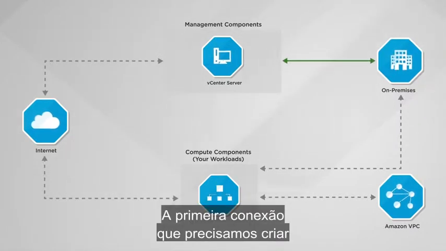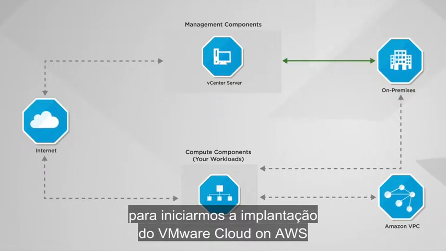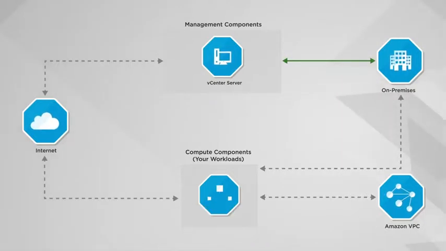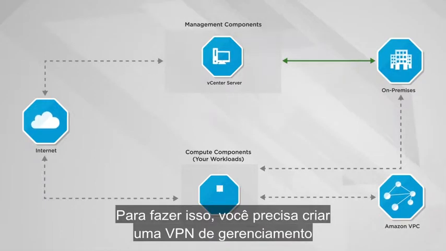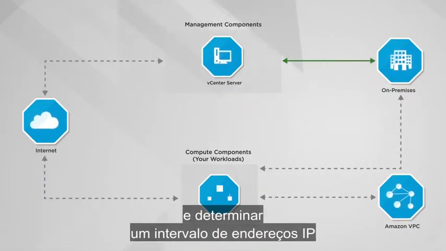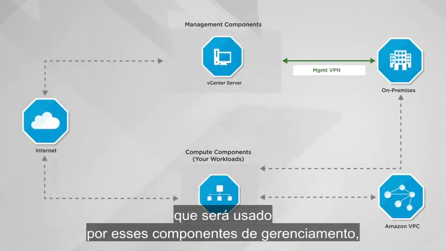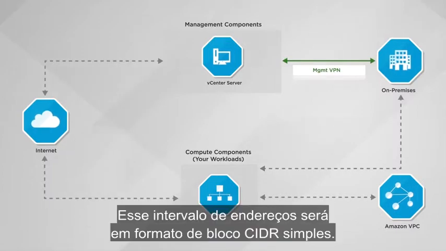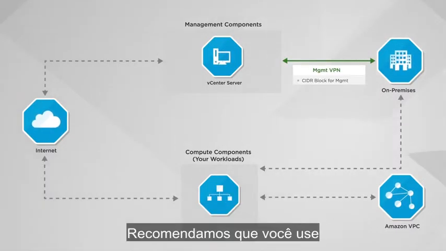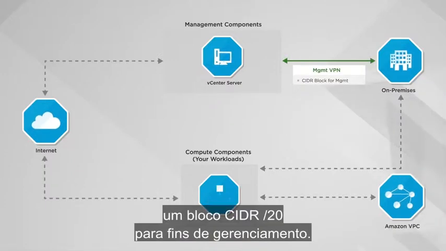The first connection we need to create to kickstart our VMware Cloud on AWS deployment is to the management components of the SDDC. To do this, you will need to create a management VPN and determine a range of IP addresses that will be used by these management components like your vCenter and ESXi hosts. This address range will be in the form of a simple CIDR block. It is recommended that you use a /20 CIDR block for management purposes.